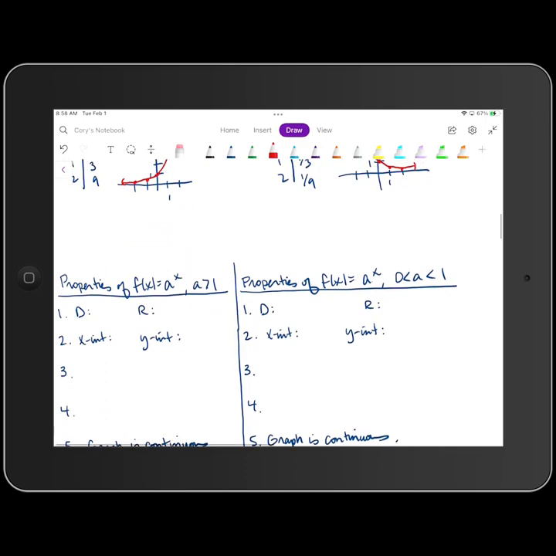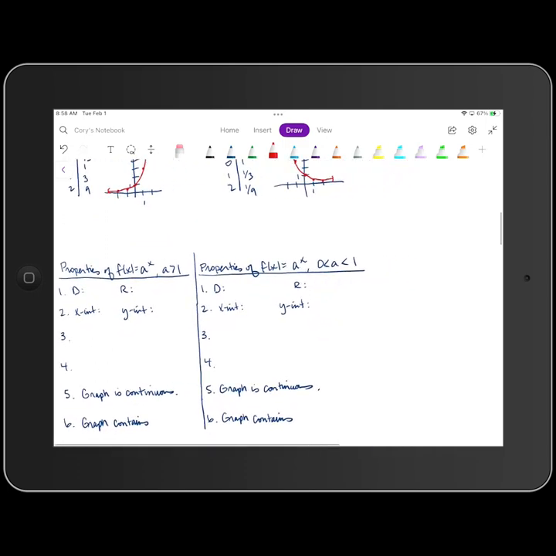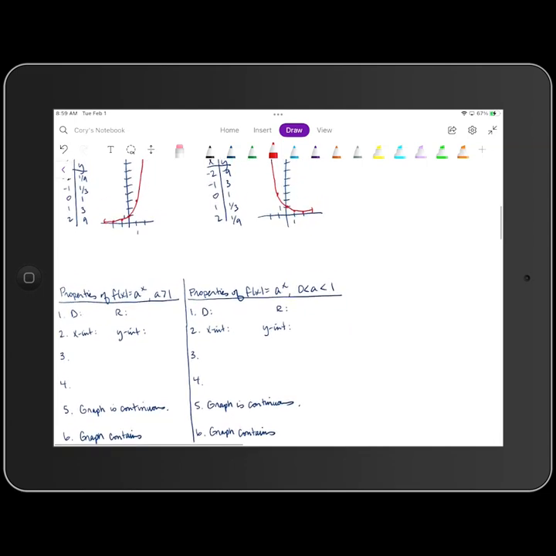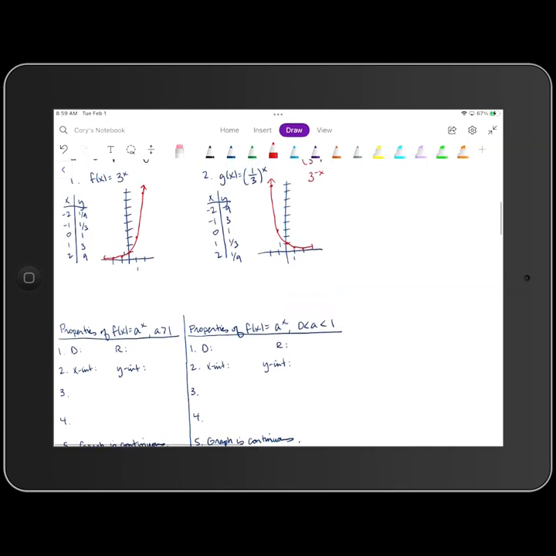Okay, so we're going to take the graphs of those two functions and use them to generalize some properties of exponential functions. On the left, we have properties of the function f of x equal to a raised to the x power, where our base a is bigger than 1. I'm going to use the graph on the left to generalize those properties. Then we'll use the graph on the right to generalize properties of the exponential function f of x equal to a raised to the x power, where your base a is some fraction between 0 and 1.